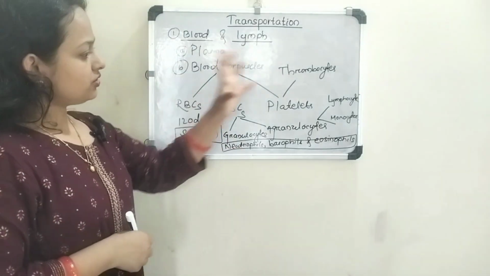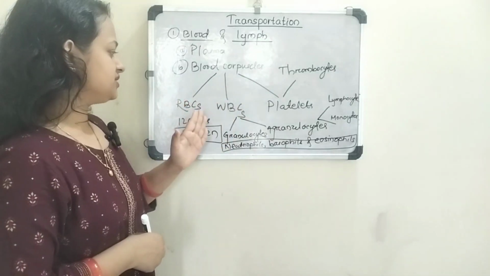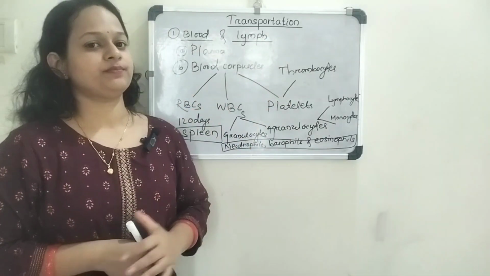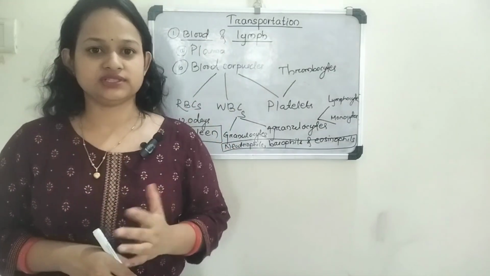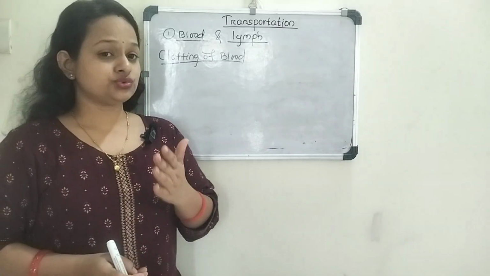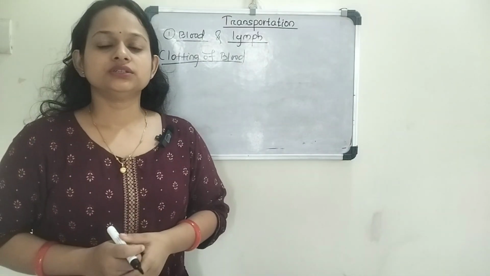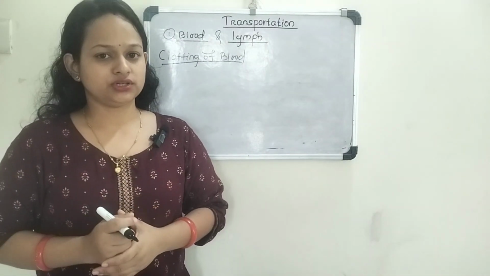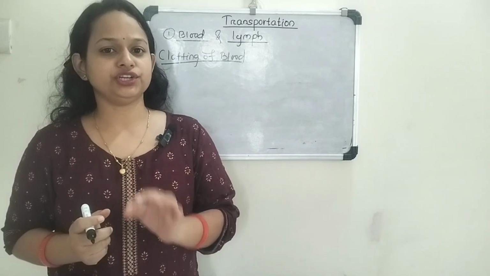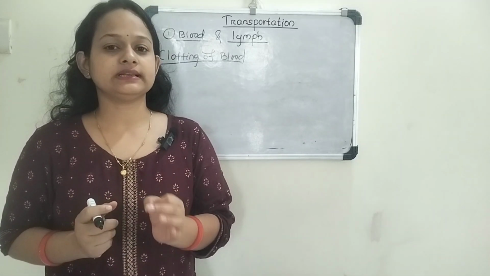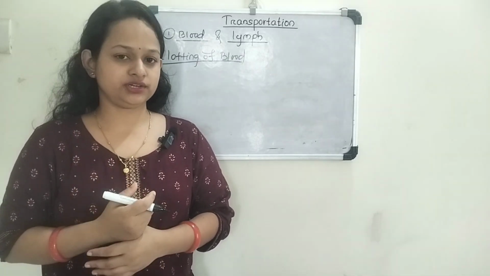So these were all about the types of blood corpuscles, and there are RBCs, WBCs and platelets. All three have very important functions. In blood we also have to know about clotting of blood. So what is clotting of blood? The conversion of liquid blood into jelly form when the blood vessel gets damaged is known as clotting of blood, or blood clotting.